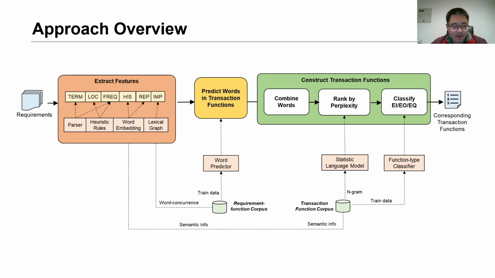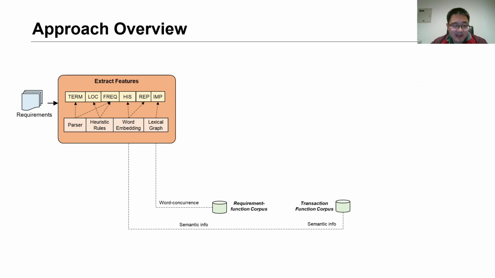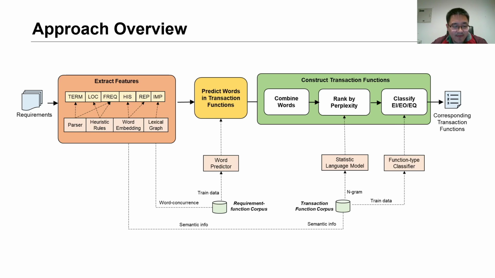The figure gives the overview of the approach. First, we extract 6 categories of features for each word in requirements based on textual parsers, heuristic rules, word embedding models, and lexical graphs. Second, we train a word predictor with the requirements corpus and select the optimal one to predict words in functions. Finally, we construct transaction functions by combining words, ranking by polarities, and classify the function type. The output of our approach is a list of suggested transaction functions extracted from the requirements together with their function types. The following introduces the detail of each step.